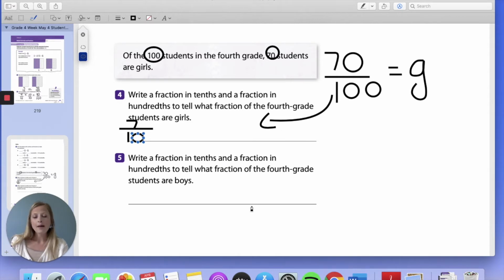Now, I'm going to leave you hanging a little bit on problem 5, but I'm going to get you started. So let's read it together. It says, write a fraction in tenths and a fraction in hundredths to tell what fraction of the 4th grade students are boys. So if I know that 70 out of 100 of the students are girls, I need to figure out how many of those students are boys. So how am I going to get to 100 out of 100?